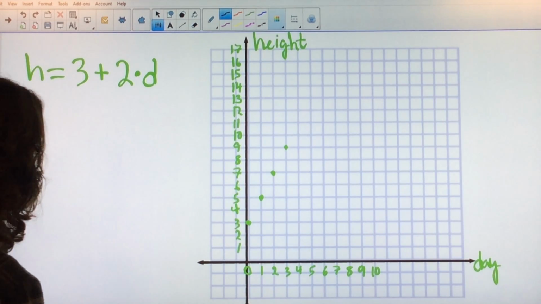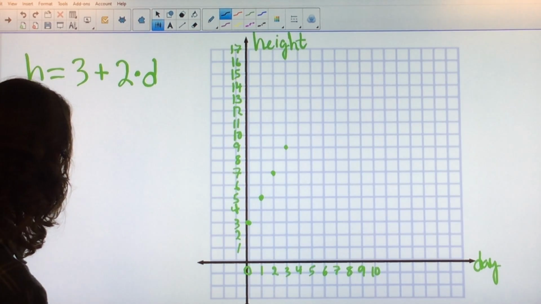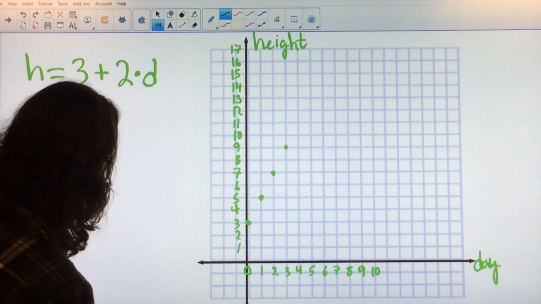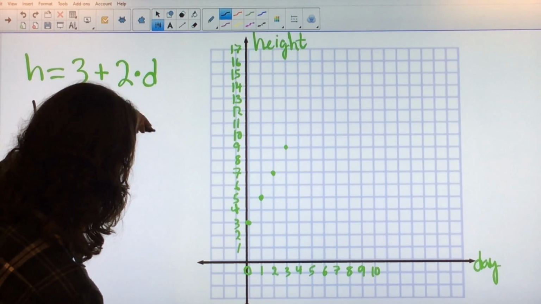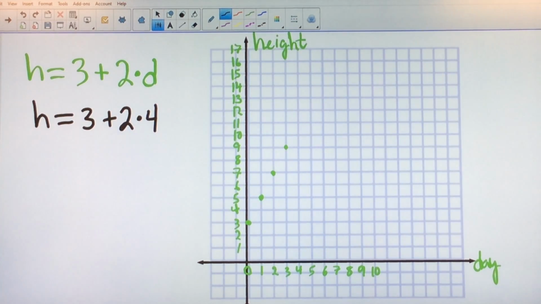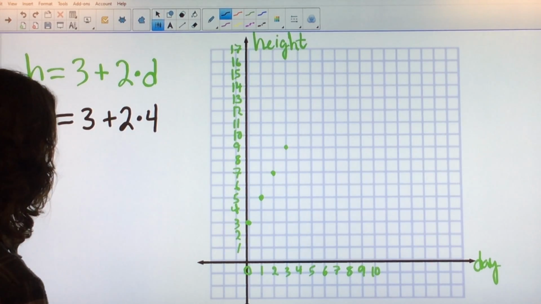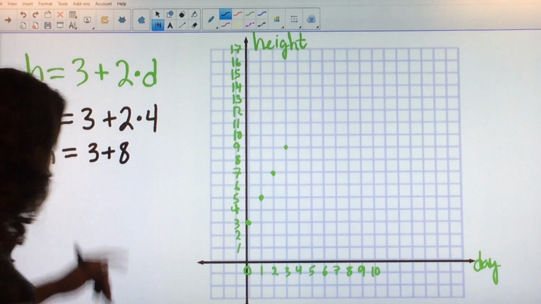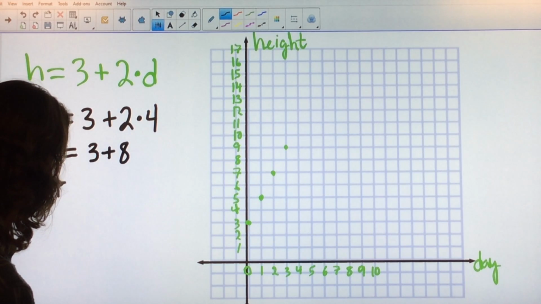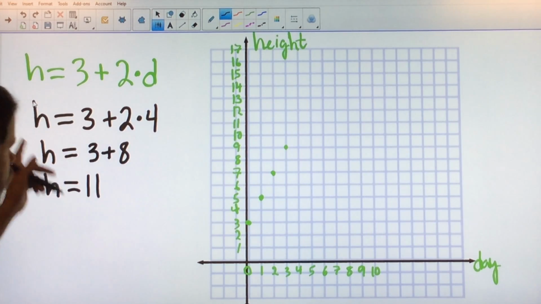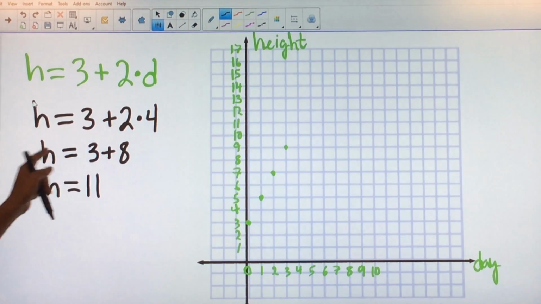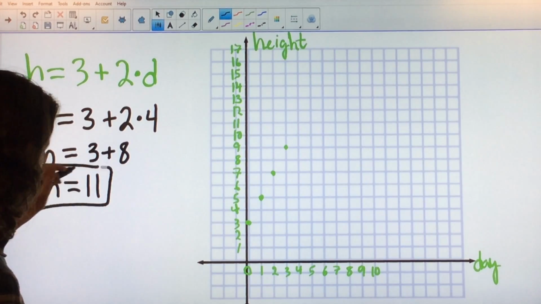So my height is going to be equal to 3 plus 2 times 4 days. Just like last time, we go through our order of operations. 2 times 4 is 8, so H is equal to 3 plus 8. 3 plus 8 is 11. And so our model predicts that on the 4th day, our plant is going to have a height of 11 centimeters.